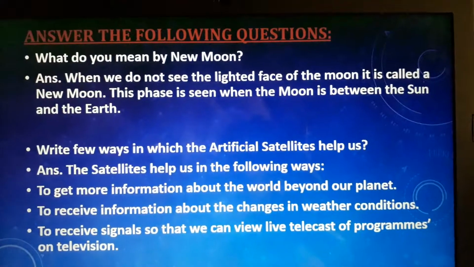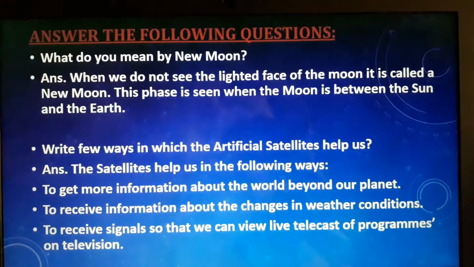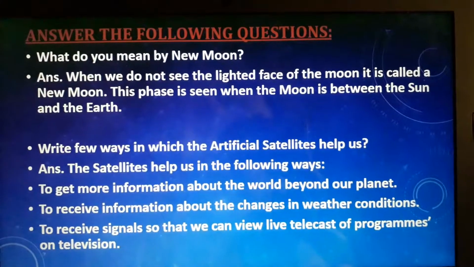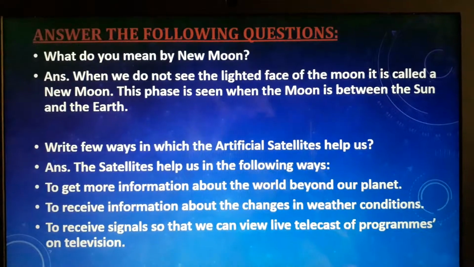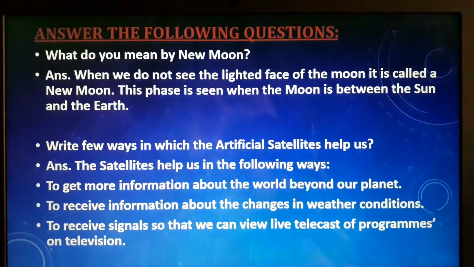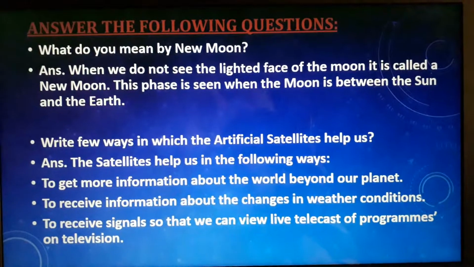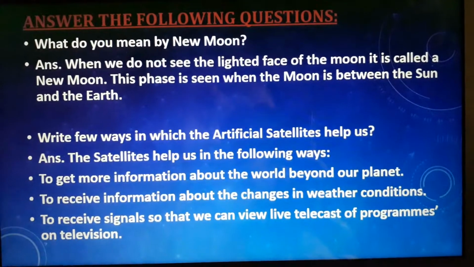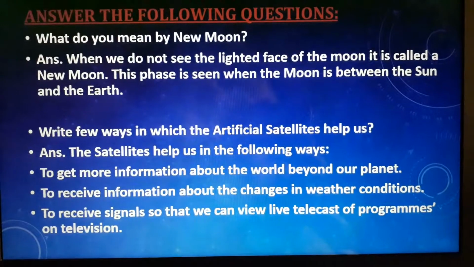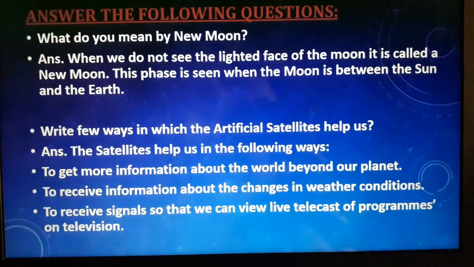Write few ways in which the artificial satellites help us. The satellites help us in the following ways: to get more information about the world beyond our planet, to receive information about the changes in weather conditions, to receive signals so that we can view live telecast of programs on television.